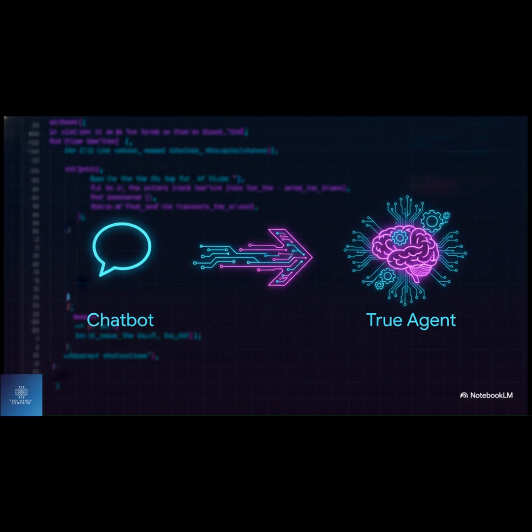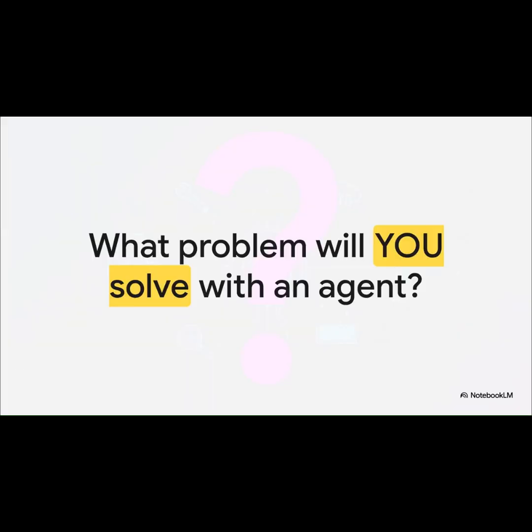At the end of the day, it's this simple. Without tools, an AI is just a really, really smart chatbot. But when you give it tools, it transforms into a true agent, something that can actually act on your behalf in the digital world. So, I'll leave you with this question. Now that you've seen the basic building blocks, now that you know how it all works under the hood, what problem are you going to solve with an agent?